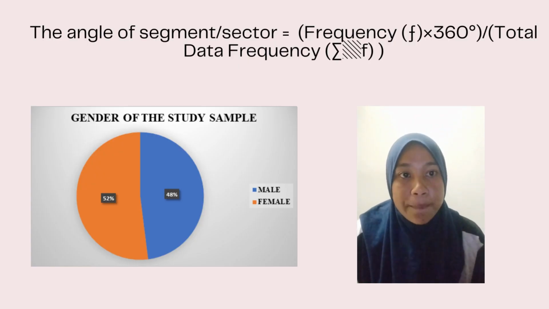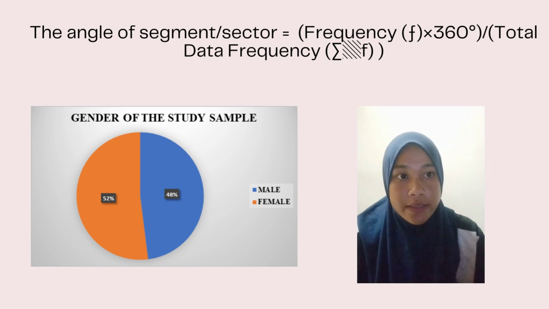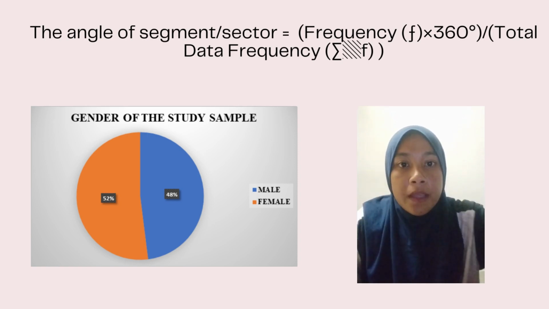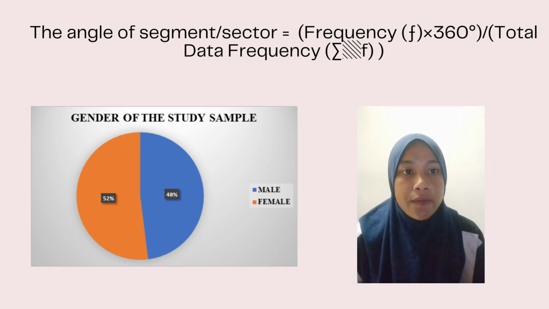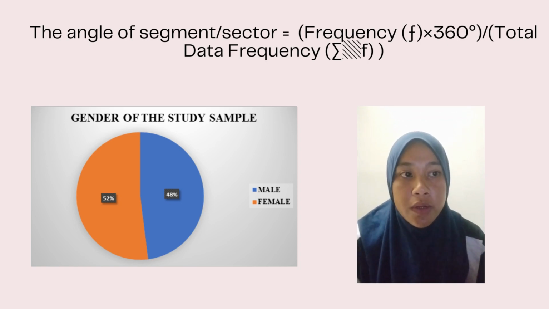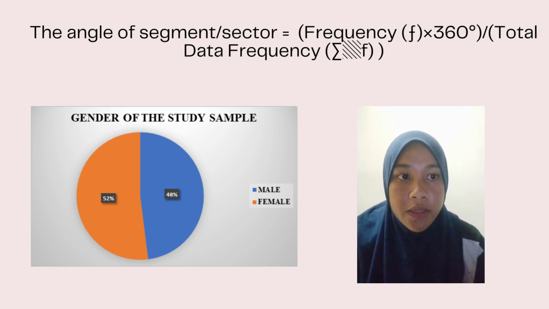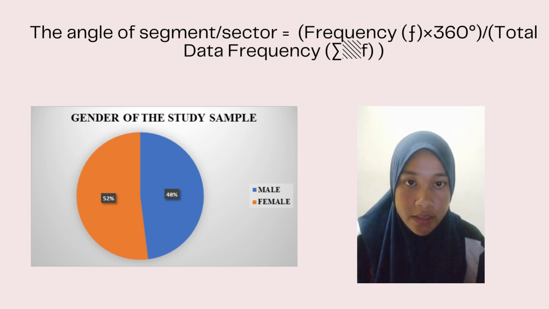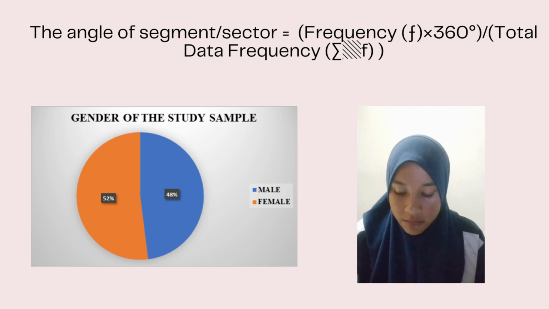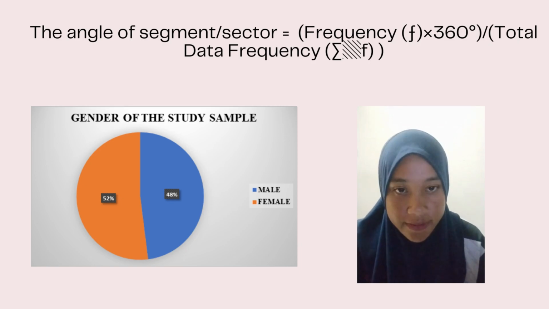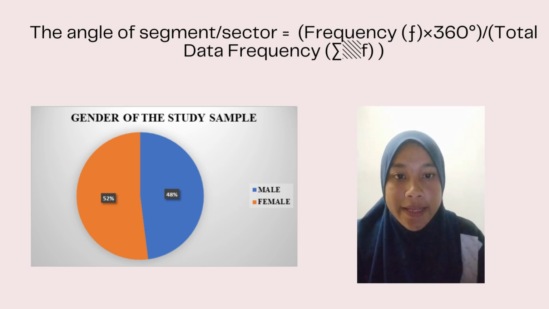We calculate a pie chart for the gender of the study sample, where the angle of the segment or sector equals frequency multiplied by 360 divided by total data frequency, and we get the gender of the study sample, which is male 48% and female 52%.